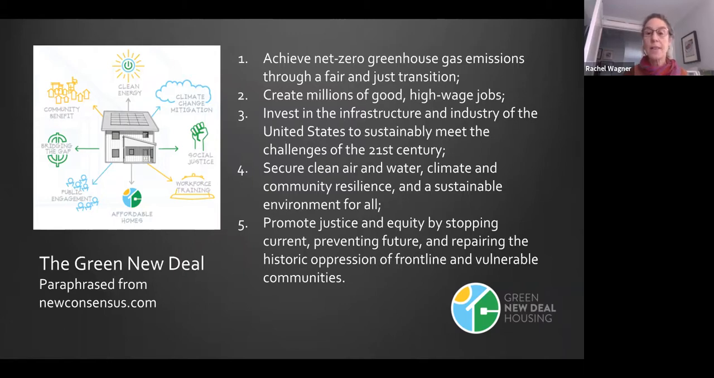So this paradigm of the Green New Deal got me excited as a way to think about affordable housing and a way of broadening not just the definition of affordable housing and sustainable housing, but what housing is linked to and how tied it is to so many other metrics and indicators of social health. And I guess we can go next slide.